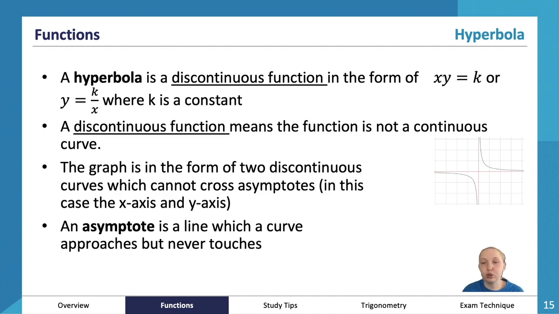Then your asymptotes will change as you change your hyperbola. So as you move it up, down, left, right, dilations, or anything like that, you will change your asymptotes as you change your function.